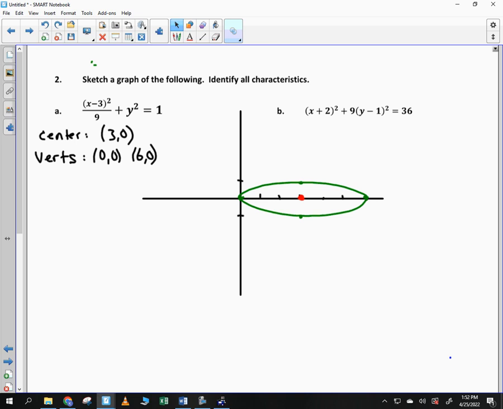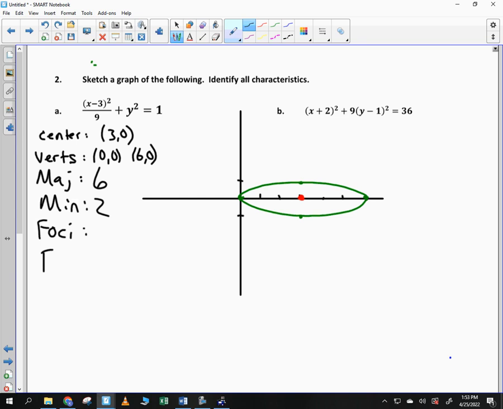What are the other couple things we want to identify? What's the length of the major axis? 6. How about the minor axis? And we have foci and we have eccentricity.